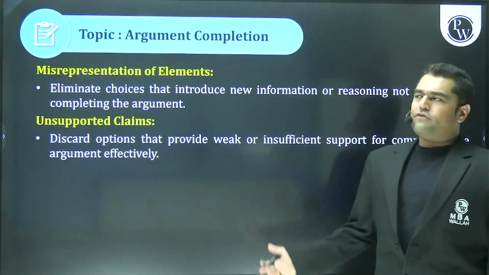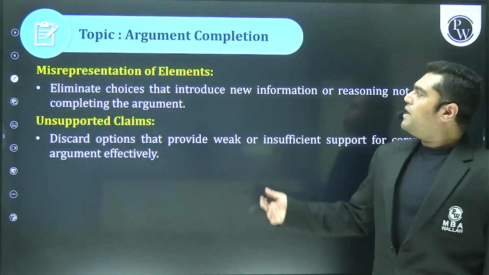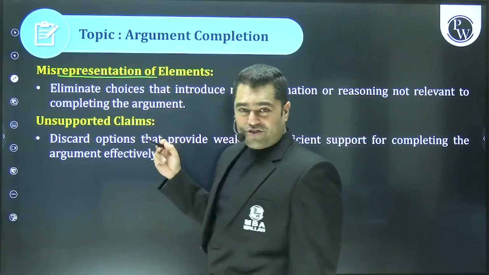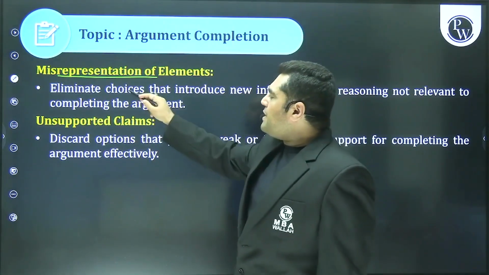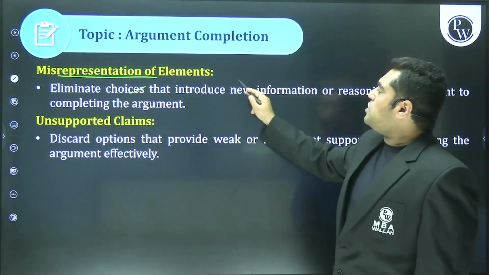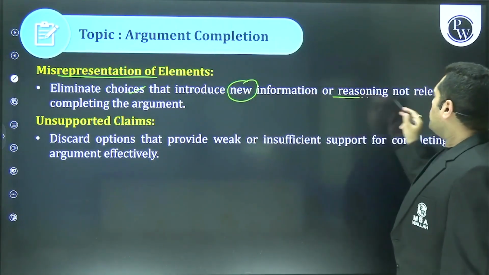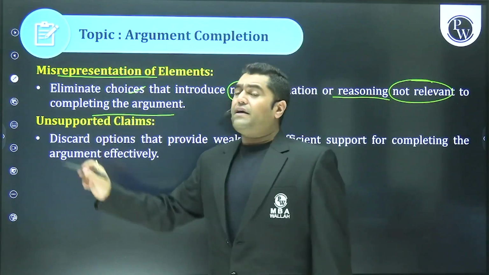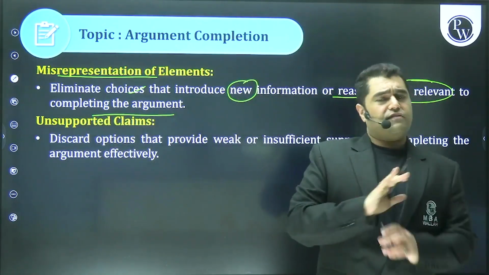Chaliye, let's also do it for argument completion. Then we can start solving. 100% misrepresentation of elements. ये क्या है sir? ठीक है? Eliminate choices that introduce new info. ठीक है? New reasoning, which is not relevant to completing, highly irrelevant to completing. We don't want this.